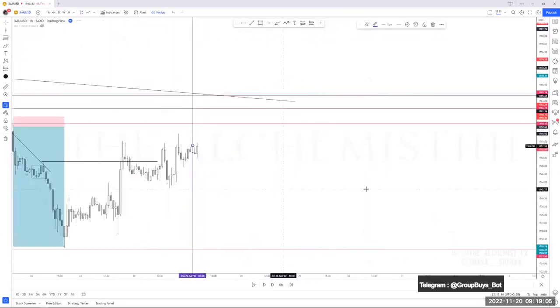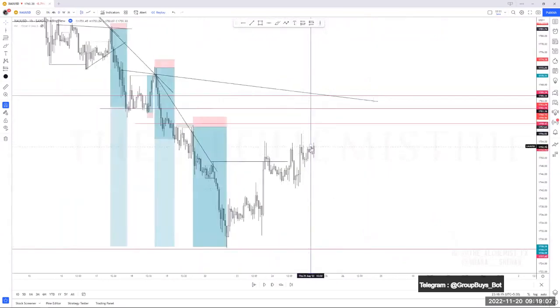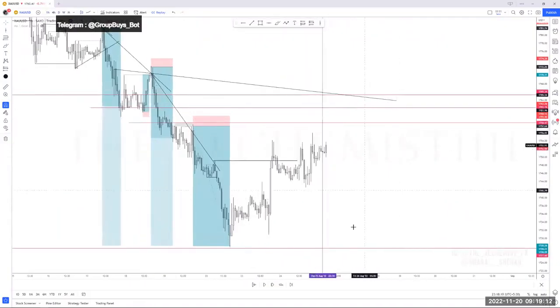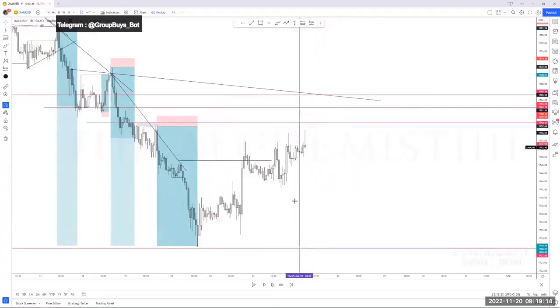Okay, a new day starts now. Can you see that? A new day starts. Until it goes here, what can you do? You can look for a buy setup.